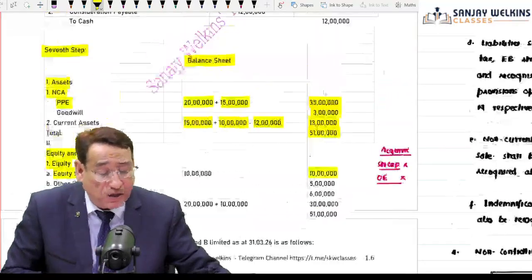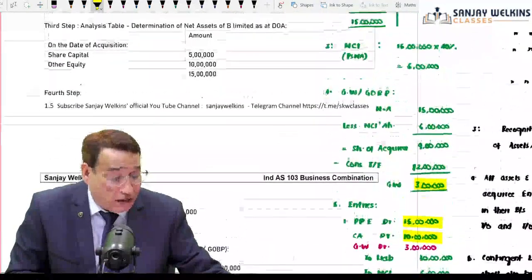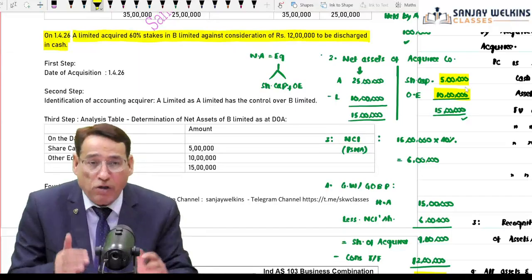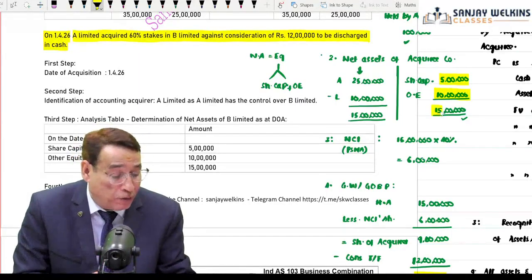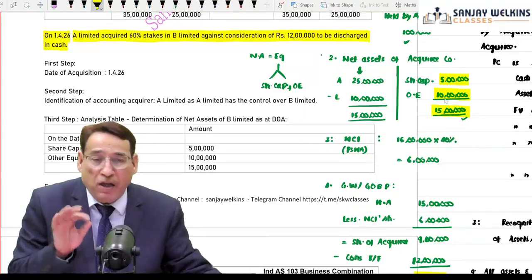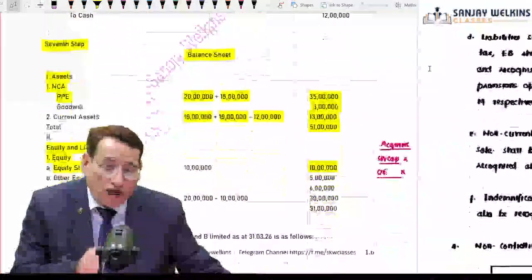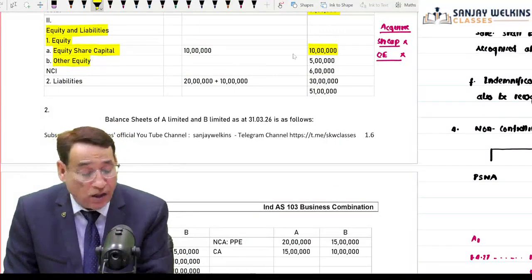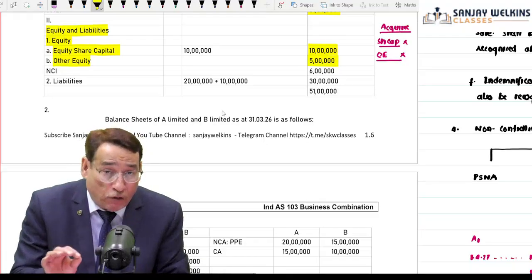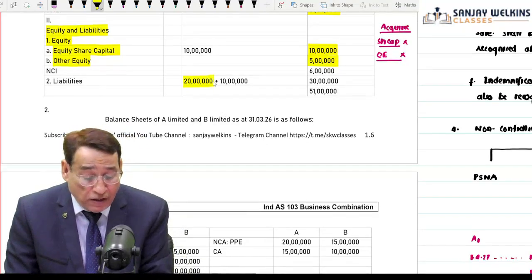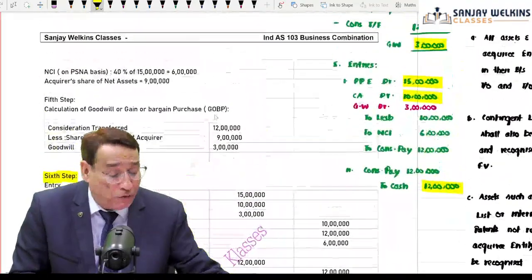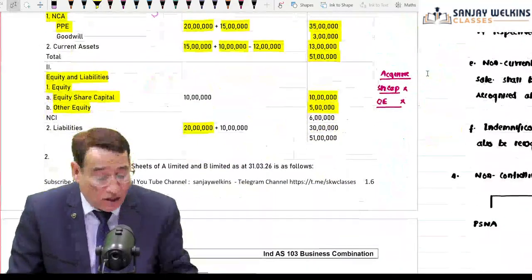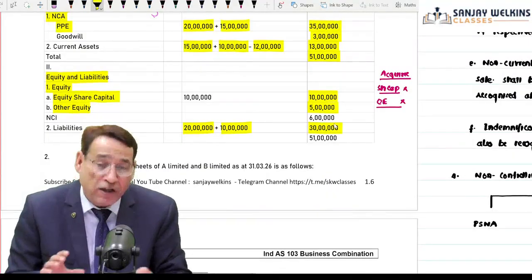Why? Because the share capital of the acquiring entity has already been used for the computation of the net assets, and other equity of the acquiring entity has also been used for the computation of the net assets. That means share capital and other equity of the acquiring entity is already exhausted, so you cannot take them again. Similarly, when you write the other equity, you will simply write other equity of acquirer entity. Then as far as your liability is concerned, 20 lakh is your liability and you have taken over the liability of your entity, 10 lakh. So you are going to write 10 lakh. You have already added it here. So the total amount will be 30 lakh.